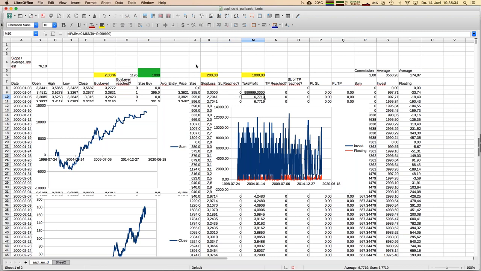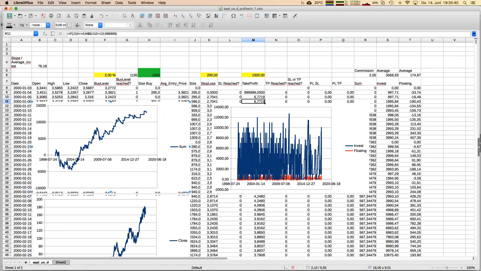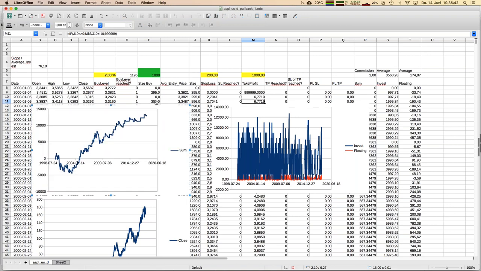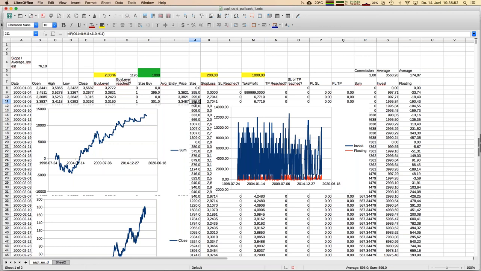With the open of the next day, we place a stop loss and a take profit, and then it goes further. If we do additional buys, you will see here, let me move it a little bit down, that on that day here, we get a second buy. And therefore, we have an increased size of that trade. And everything is done here iteratively until we reach stop loss or take profit.